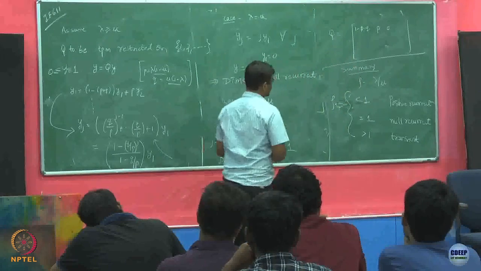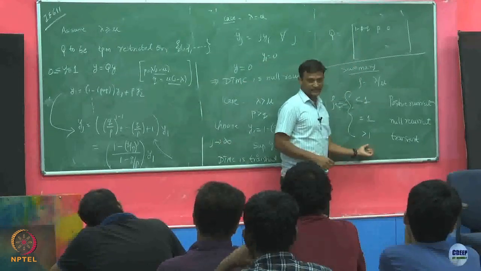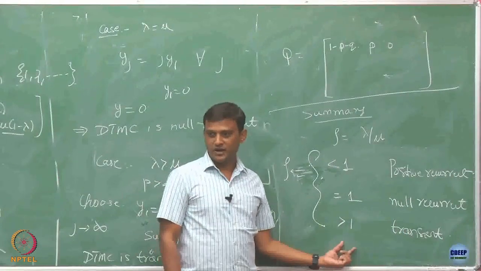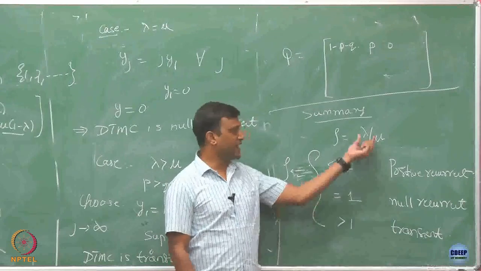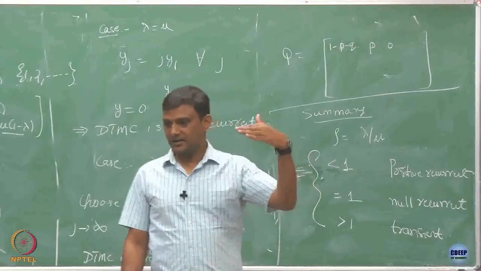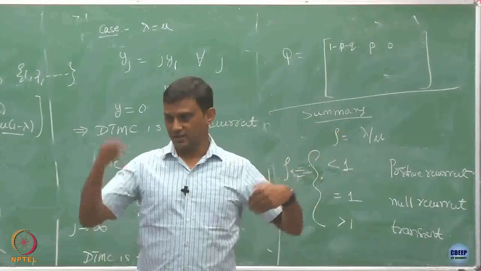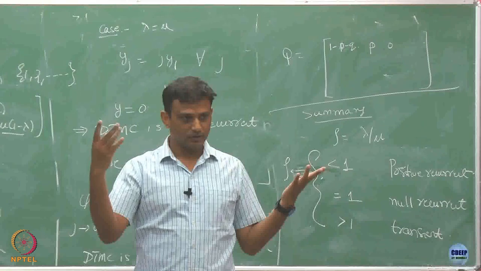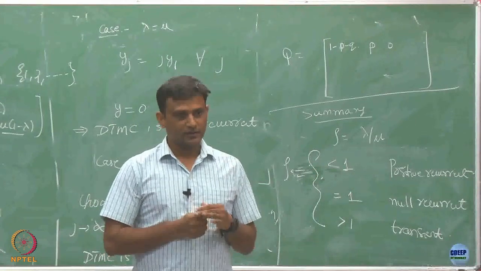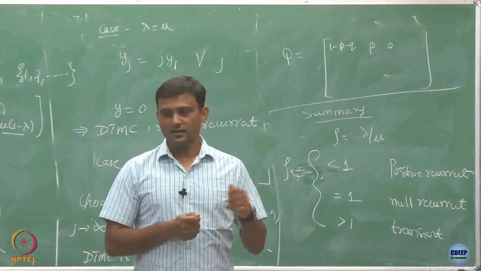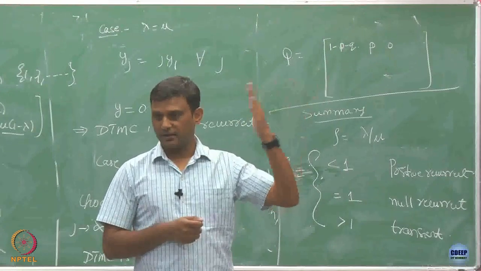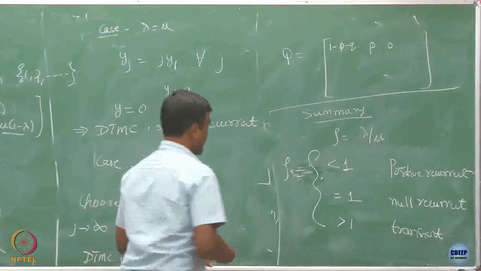Okay, so before this, let's focus on the case where lambda by mu is strictly greater than 1. When it is strictly greater than 1, what does this imply? You are doing service at a smaller rate compared to the arrival rate, right? That means your system is slow. So when your system is slow, what do you expect? You expect your queue to blow up, right? So that is why it is transient.